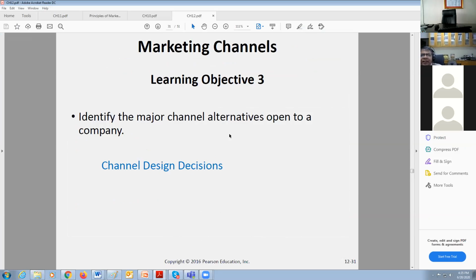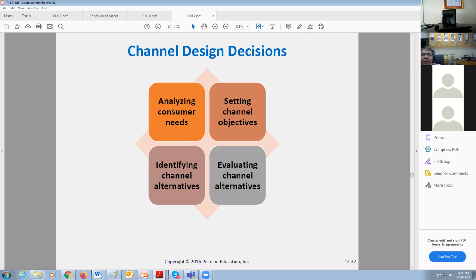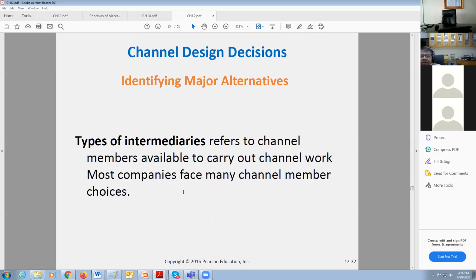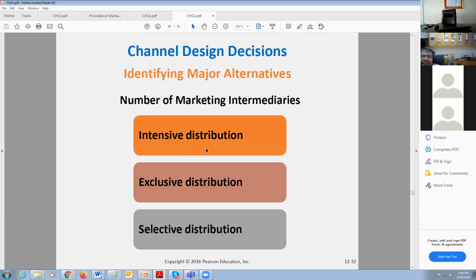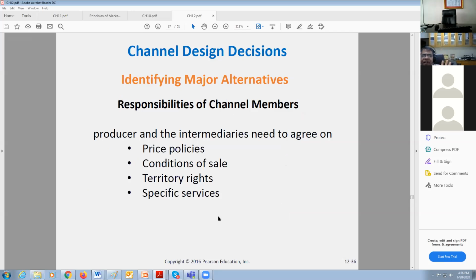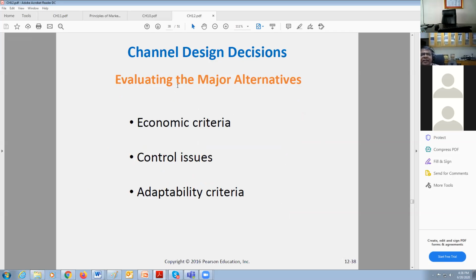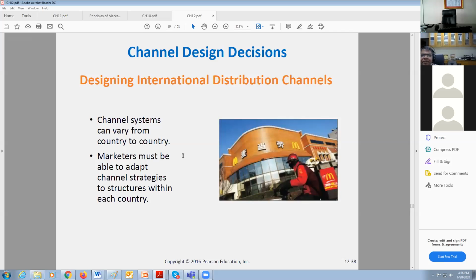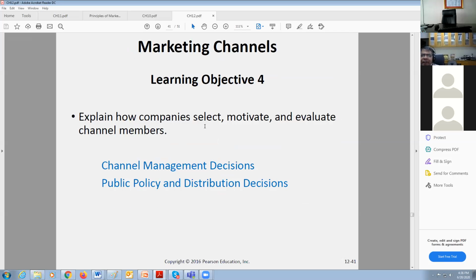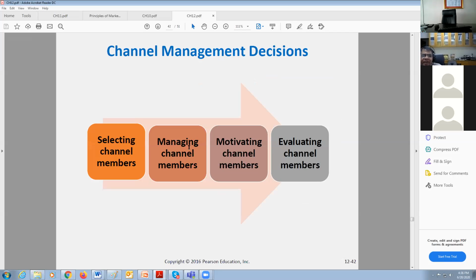Okay, so what are the major channel decisions open to the company? Consumer needs, channel objectives, evaluating channel alternatives, and identifying them. Then you need to have intensive distribution, exclusive distribution, selective distribution. Sometimes one agent says, okay, in Yangon you cannot keep anybody else. Now, how do you evaluate whether your particular channel will be very good? Based upon economic criteria, control issues, adaptability. Finally, how companies select, motivate, and evaluate channel members. Selecting channel members, managing, motivating, evaluating. These are the four stages that you need to handle your agent.